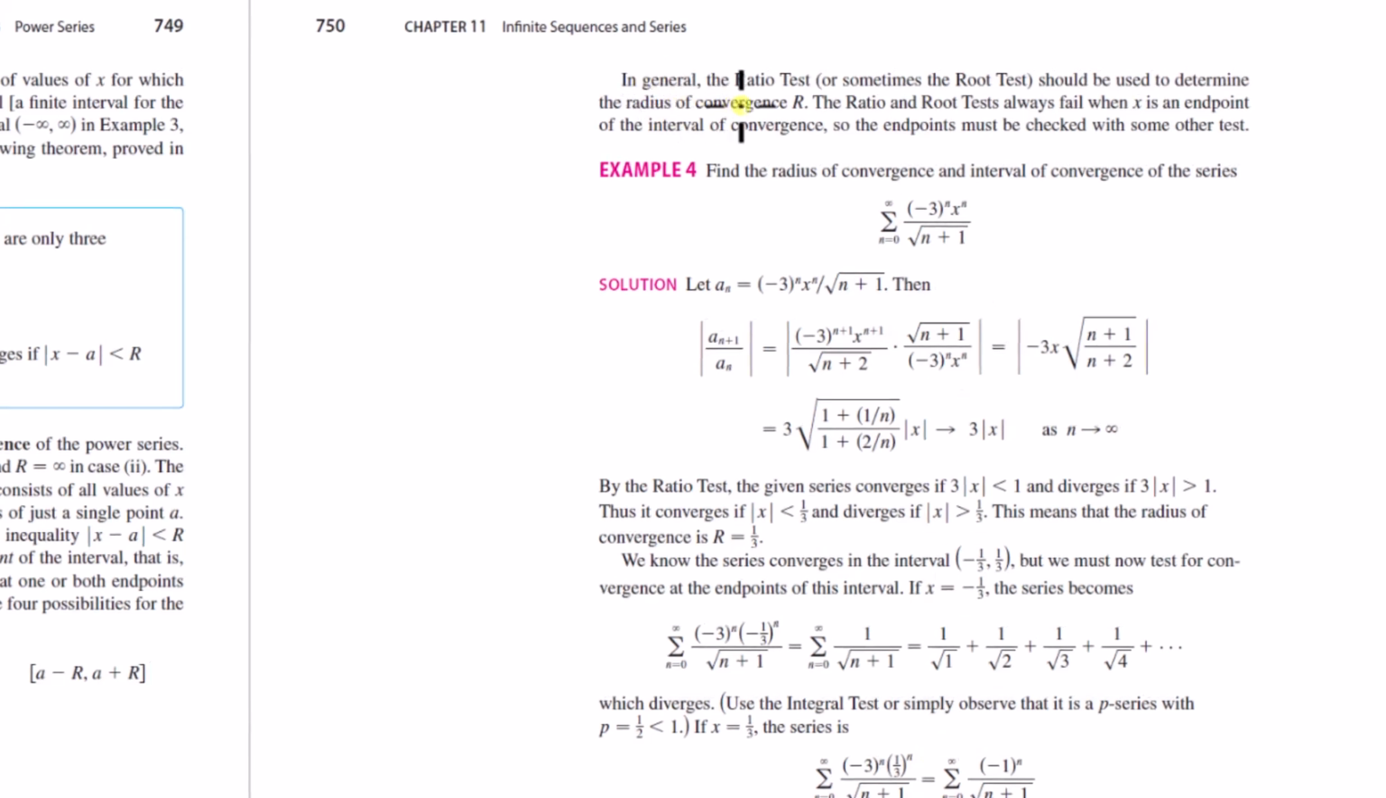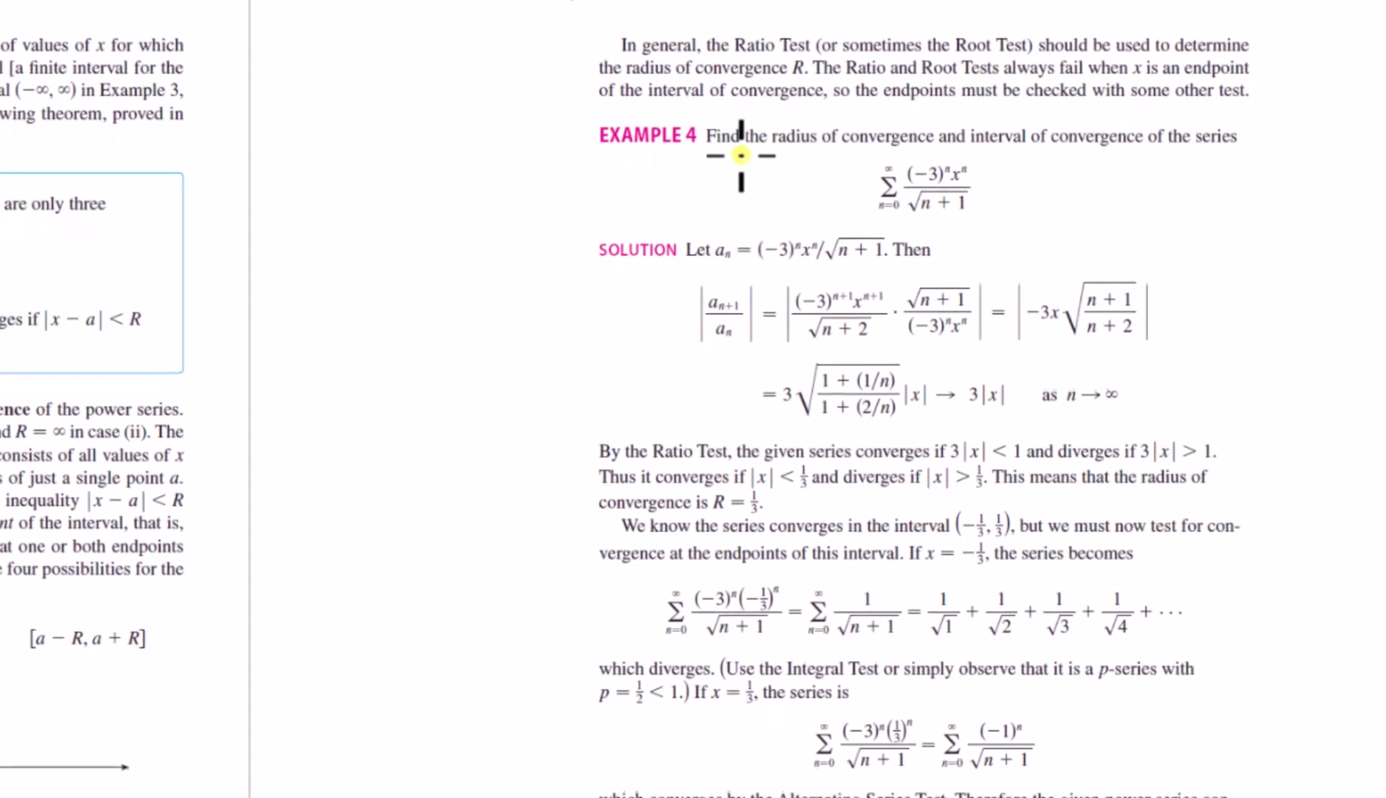All right, in general, the ratio test, or sometimes the root test, should be used to determine the radius of convergence R. It just sets up this way for the way a power series is defined with the x to the n like that. It lends itself to the ratio or the root test. We use these to determine the radius of convergence R. The ratio and the root test always fail when x is an endpoint of the interval of convergence. So the endpoints must be checked with some other test.